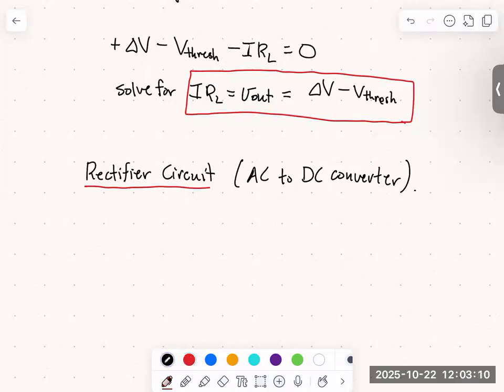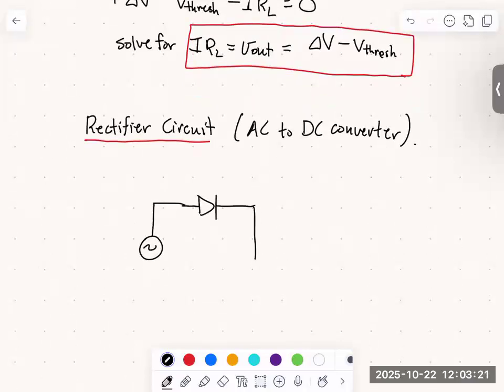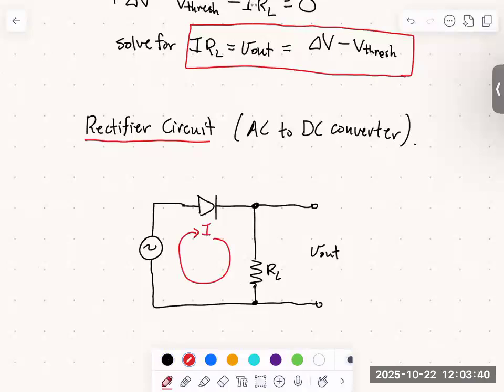Okay, so I want to consider something very similar to the circuits that we just analyzed. All I'm going to do is replace the batteries with function generators that output sine waves. Otherwise, the circuit is the same initially anyways. Here's our RL, here's our diode. We're going to take as the output the voltage across RL. And there's some current in our circuit, at least sometimes. And here's our V in. So this is our AC input, like so.